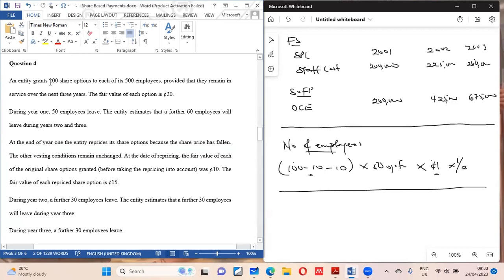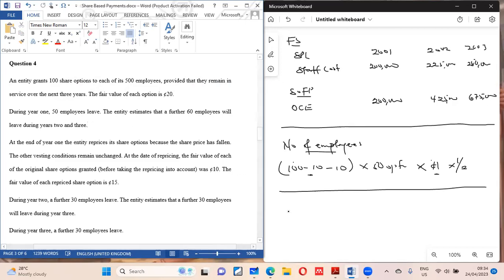So this one says that an entity grants 100 share options to each of its 500 employees, provided they remain in service over the next 3 years. Condition. The fair value of each option is 20. During year 1, 50 employees leave, and the entity estimates that a further 60 will leave during years 2 and 3.